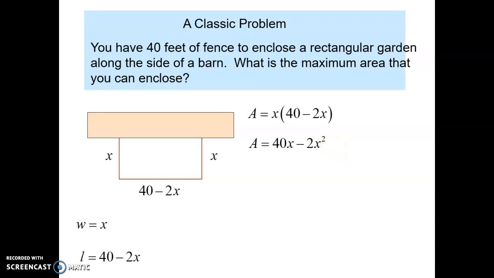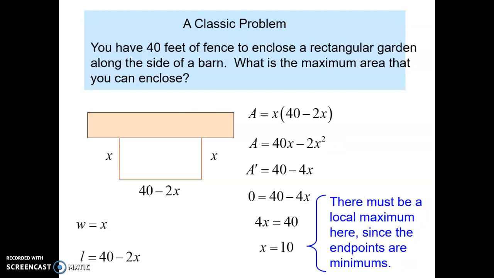Now, how do I find maximums or minimums using the first or second derivative test? I take the first derivative. I set the first derivative equal to 0 to find the critical points. In this case, by solving for X, I get only 1 critical point. Next, I have to determine this. There must be a local maximum here since the endpoints are going to be minimums, right? But we should also test by using the second derivative test, or the first derivative test, to determine that this is actually a maximum value.